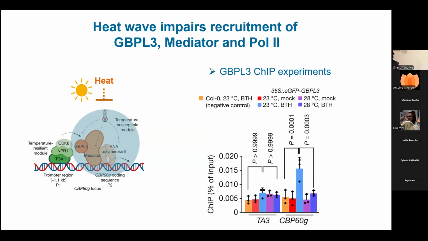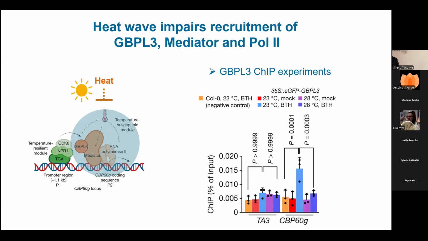You can also do a ChIP experiment, chromatin immunoprecipitation, using different components. We did all of them, quite laborious, to see which protein goes to the promoter at different temperatures. Okay, so I'll just give you one example. In this GPO3 ChIP experiment, we are asking whether this protein goes to the promoter at different temperatures or not.